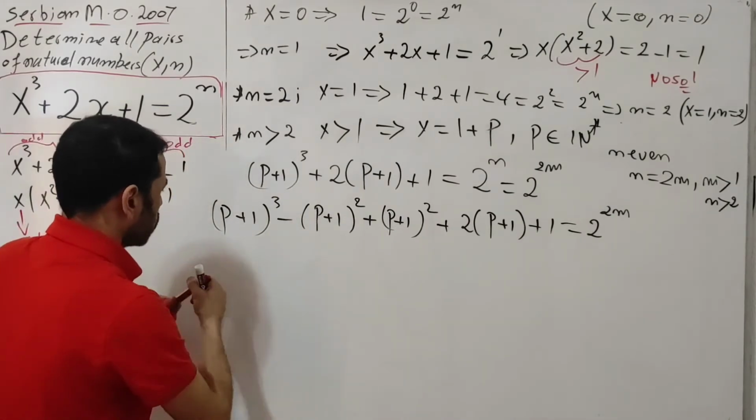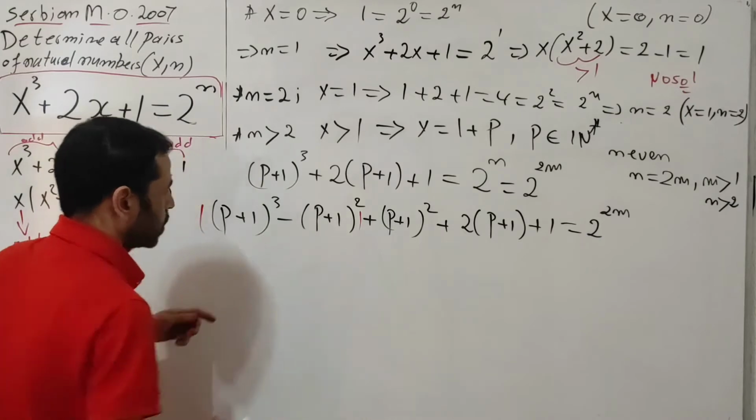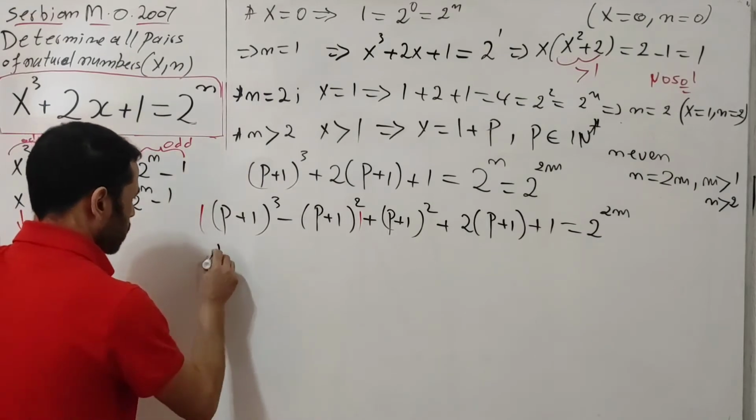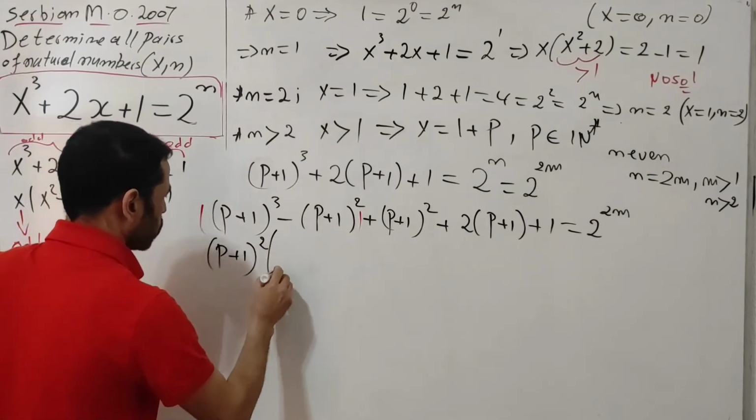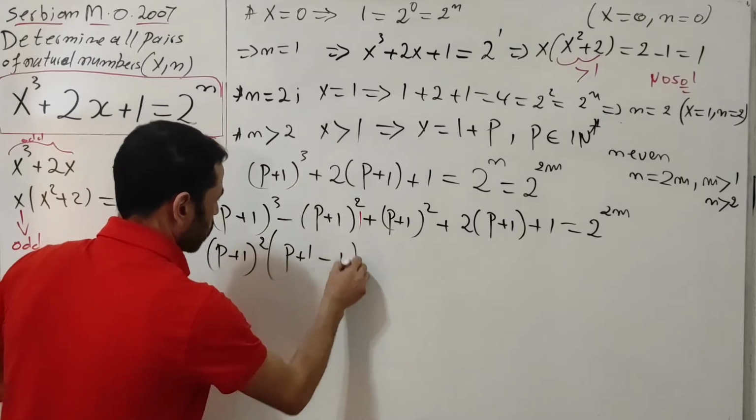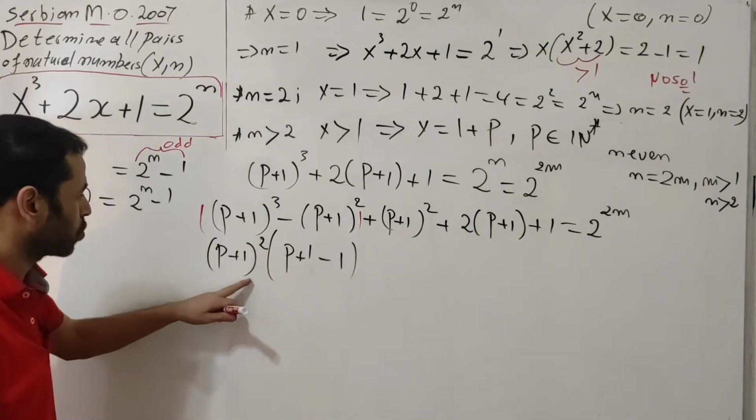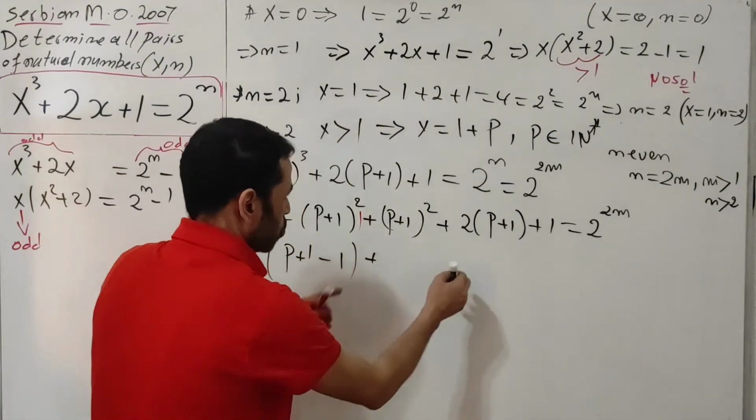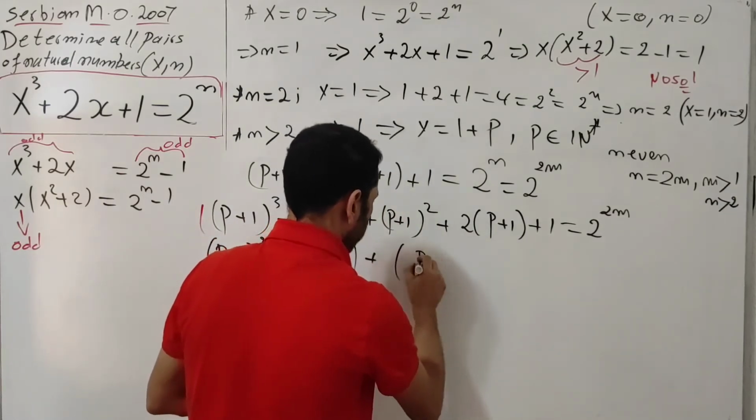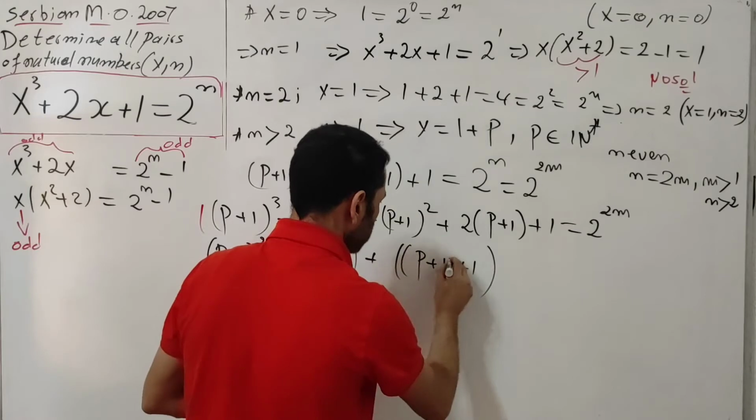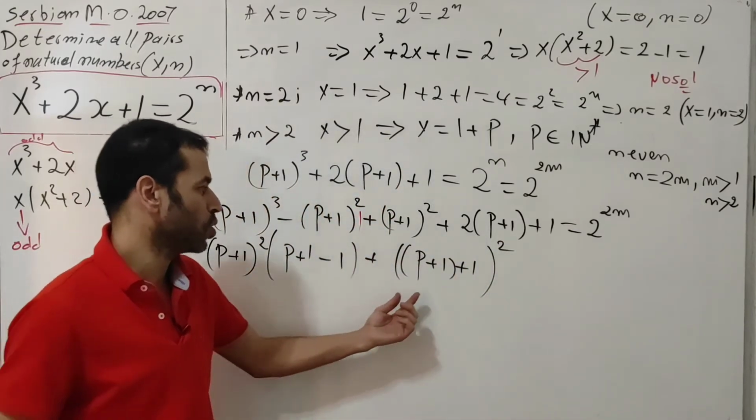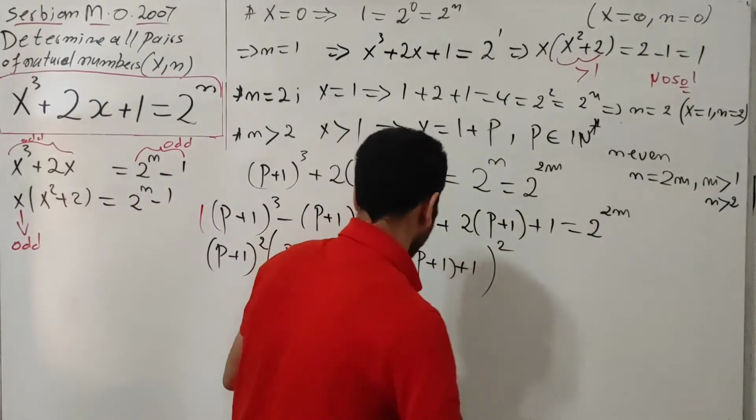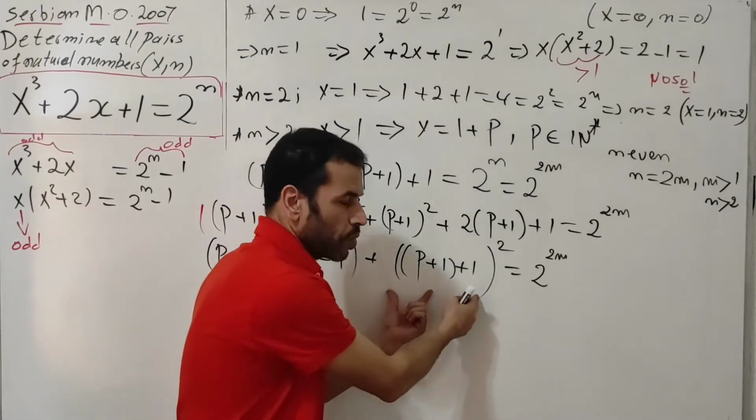Now I'm going to take these two terms separately, taking (p+1) quantity squared as a common factor. I will have (p+1) squared multiplied by (p+1) minus 1, because this one is multiplied by (p+1), and this one is multiplied by 1, by minus 1. So this one is a quadratic binomial. It will be written in this form: (p+1) squared. If you distribute this, it gives you (p+1) squared plus 2 times (p+1) plus 1.